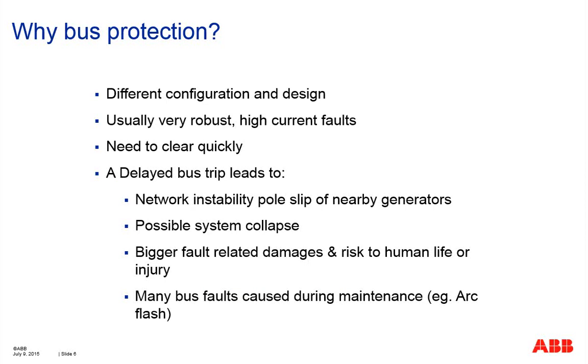In general, the good thing for busbar protection is that any fault on the busbar is typically very robust with high current forces, so relatively easy to detect. Sensitivity typically is not an issue. As I mentioned, on the high voltage, extra high voltage stations, the busbar fault needs to be cleared very quickly, usually within a cycle, because of network stability concerns. It will cause pole slip on nearby generators, especially on those busbars near the generation plant. For example, at the switching yard of any large generation plant.